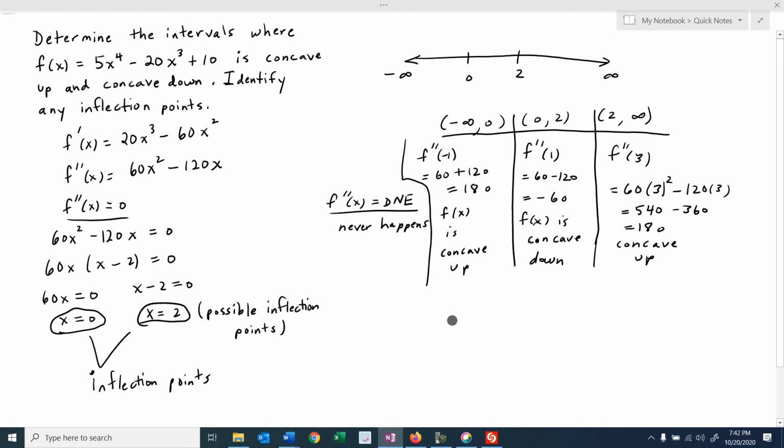Now, one last thing. Eventually, we're going to start plotting these inflection points. Since these inflection points are important, we're going to want to plot them on a graph. So later on, you're going to want to know what the y values are for these. In order to find the corresponding y values, of course, you would have to plug them into the original function. So when you plug 0 into here, you get 10. Okay, so as an ordered pair, the inflection point is at (0, 10).